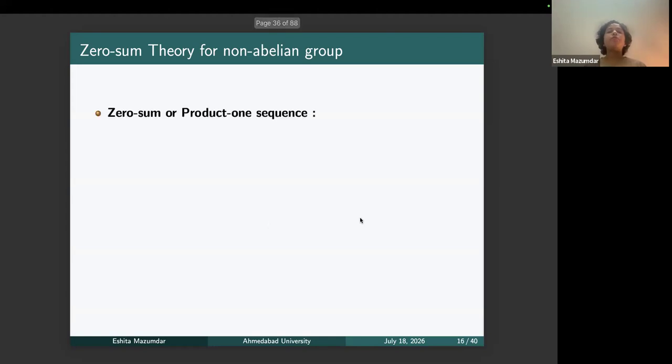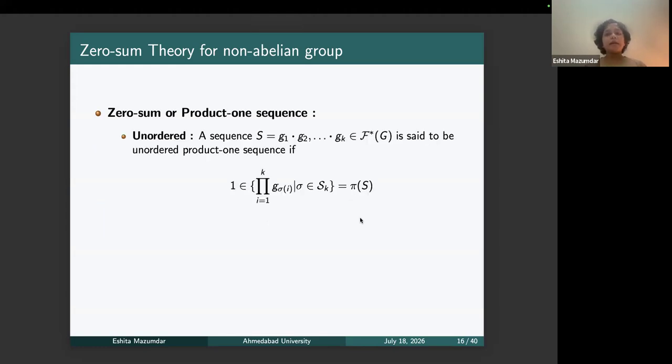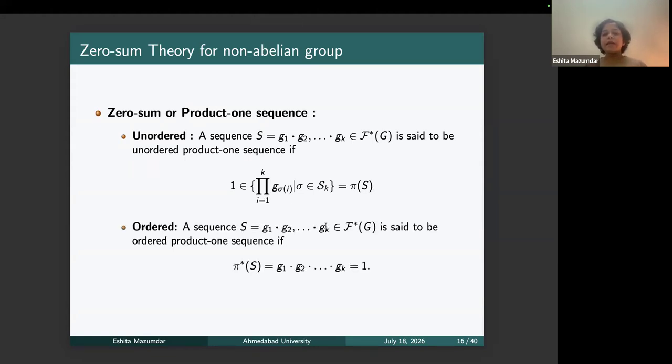Okay. So when I say zero-sum or product-one sequence in the non-abelian setup, what happened? You can take a sequence from F*(G) and say it is an unordered product-one sequence if you consider all possible products, because you take the permutations, and if the identity belongs to this set, then we say that S is an unordered product-one sequence. This set I'm denoting as pi(S). Ordered means that I multiply g1 into g2 in this way up to gk, and I consider it as one element of pi*(S). S is said to be an ordered product-one sequence if this pi*(S) contains 1.